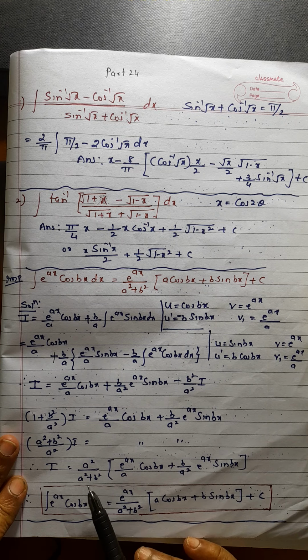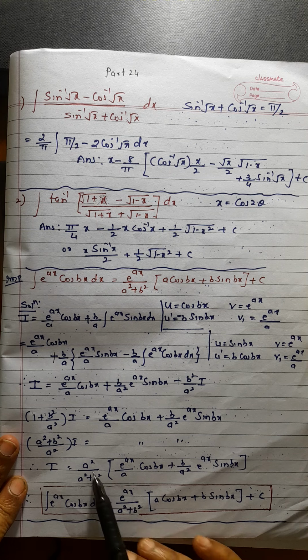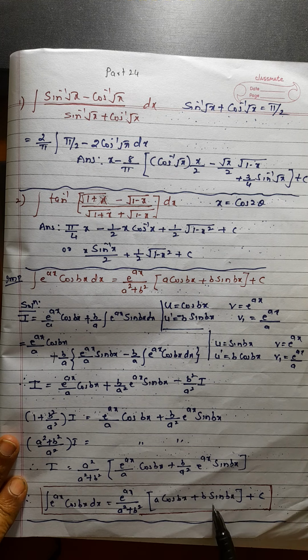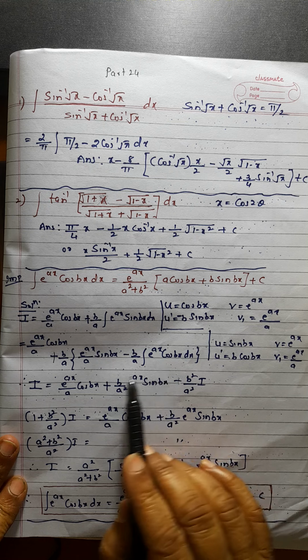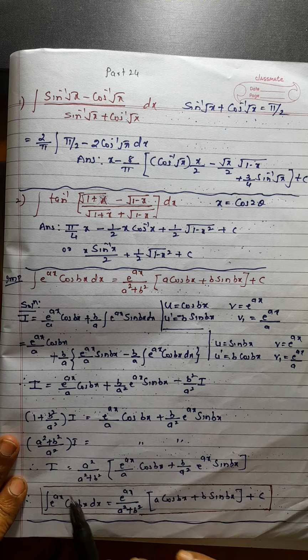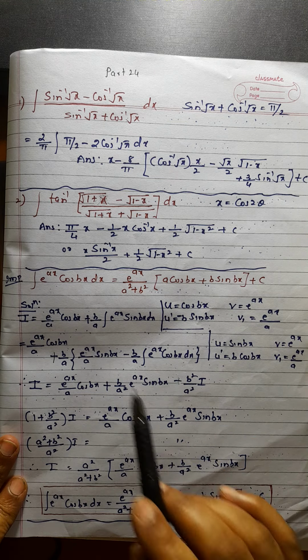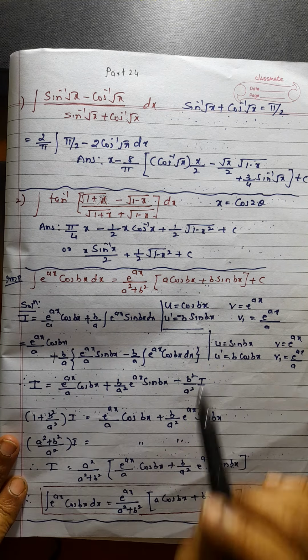When you multiply here, see, e raised to ax you take common, and a square plus b square in the denominator you take common. So here a cancels, one a will remain, a cos bx. And here when you multiply, a square will cancel and b sin bx will remain, plus c. So you have to remember this formula. Problems you have to solve by using this formula. So remember, we are using integration twice. If you write it 2-3 times, you will be perfect in this. But you have to remember this formula.